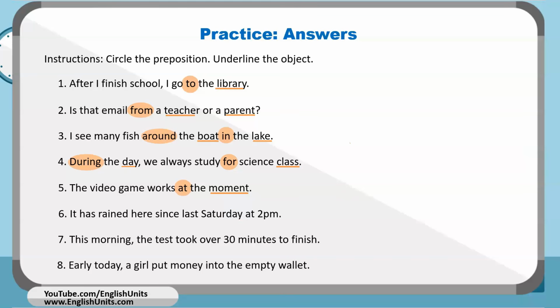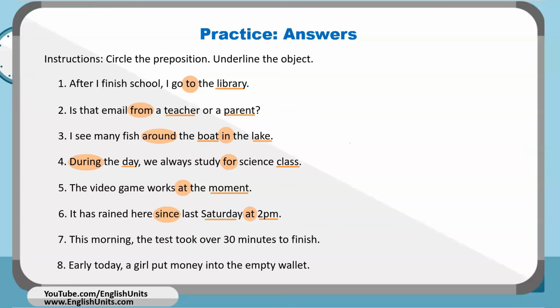Sentence 6. It has rained here since last Saturday at 2 p.m. This sentence has two prepositions, since and at. What are the objects? The object of since is the noun Saturday, and the object of at is the time 2 p.m.